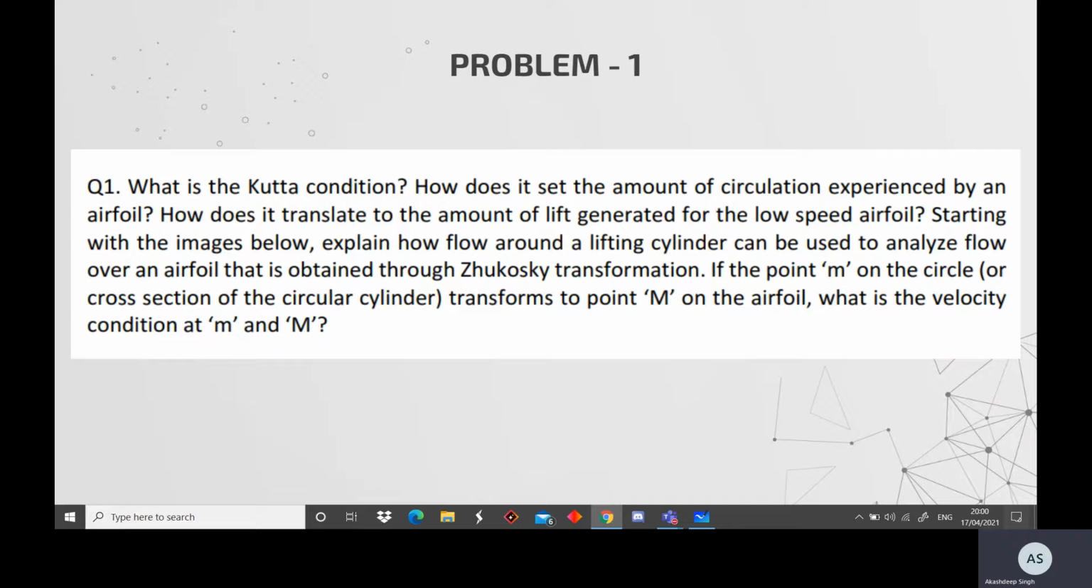So problem 1 goes like, what is the Kutta condition and how does it set the amount of circulation experienced by an airfoil? How does it translate to the amount of lift generated for the low speed airfoil? Starting with the images below.